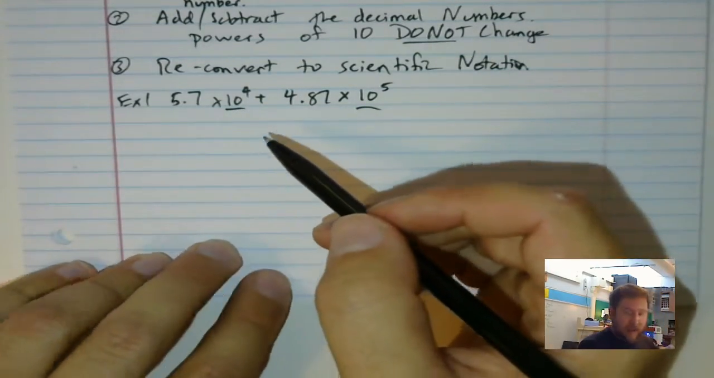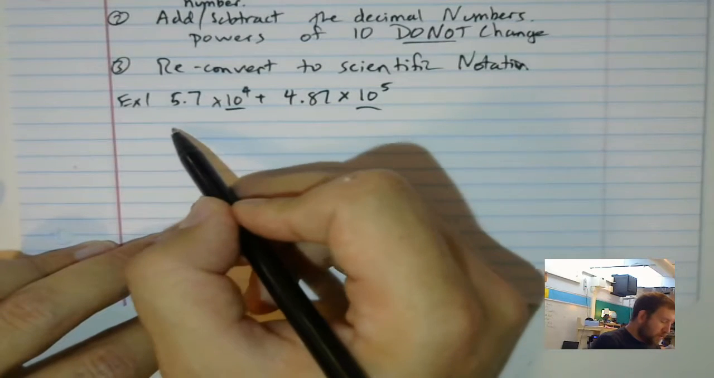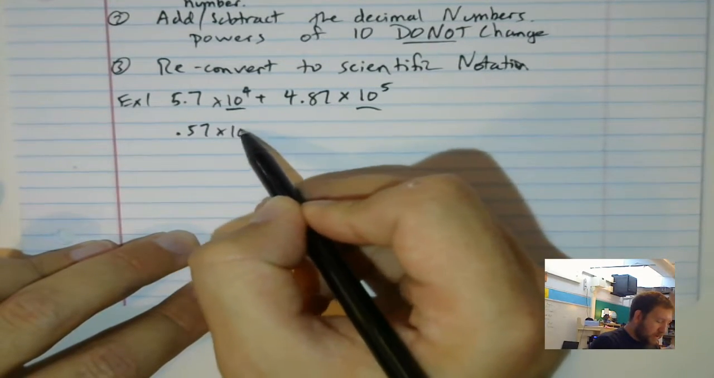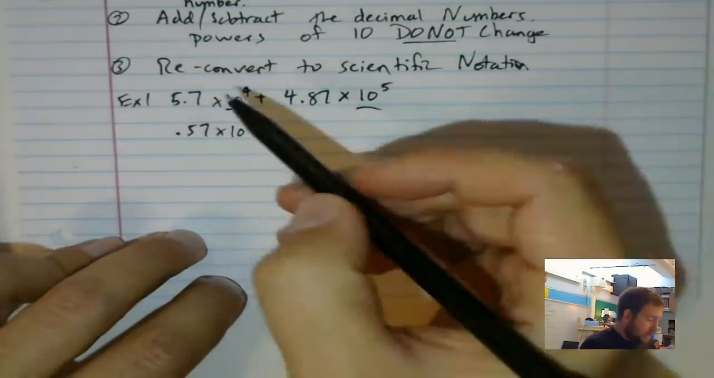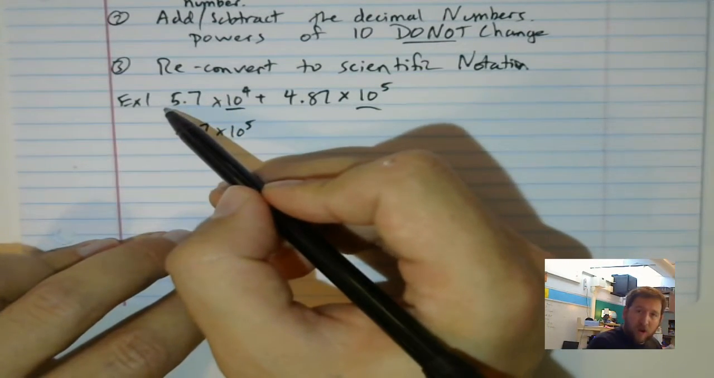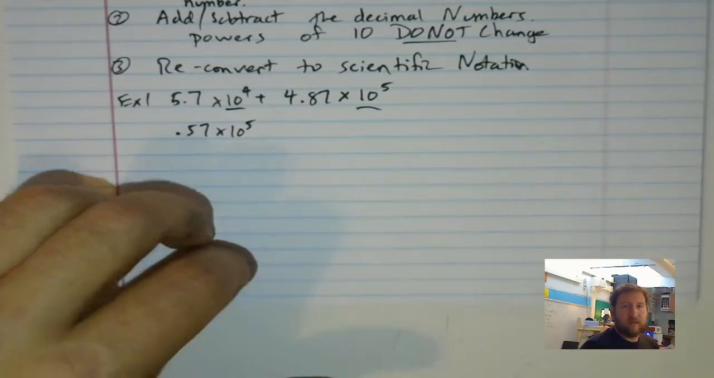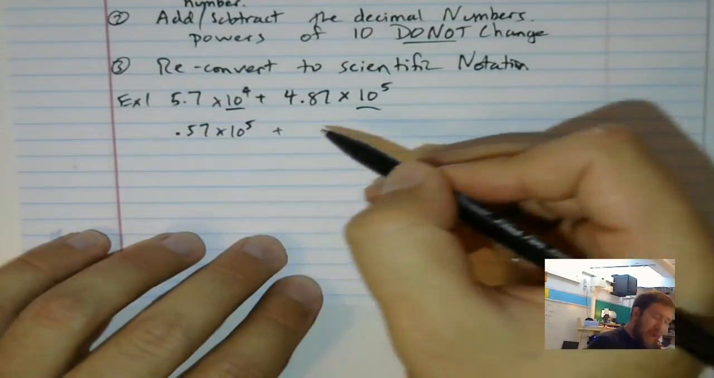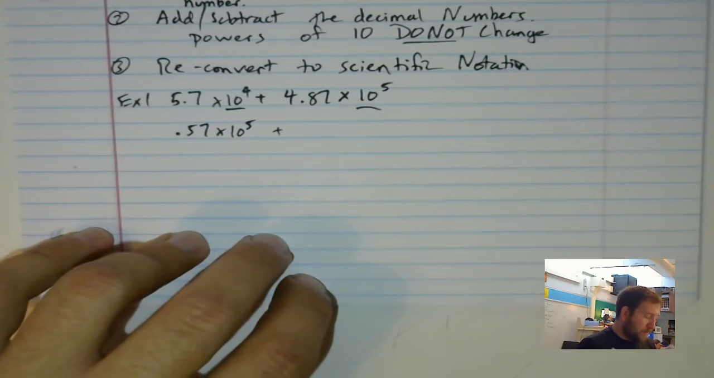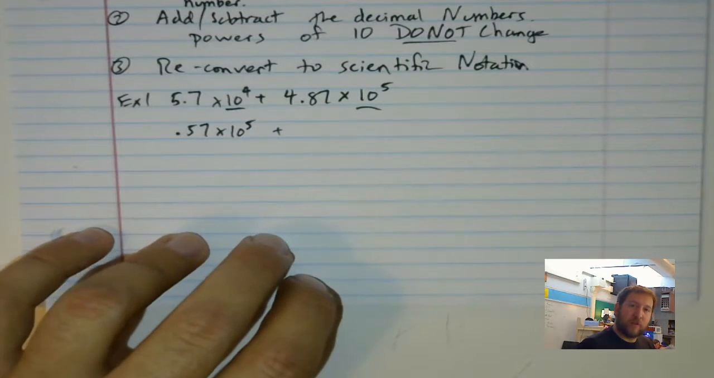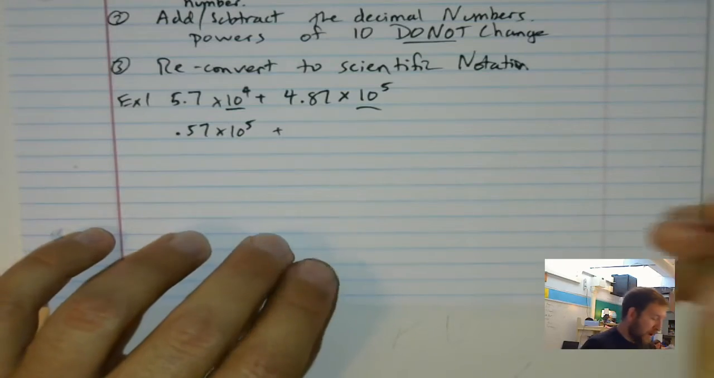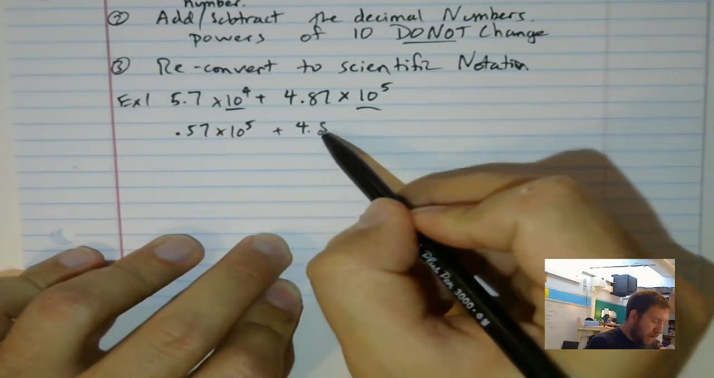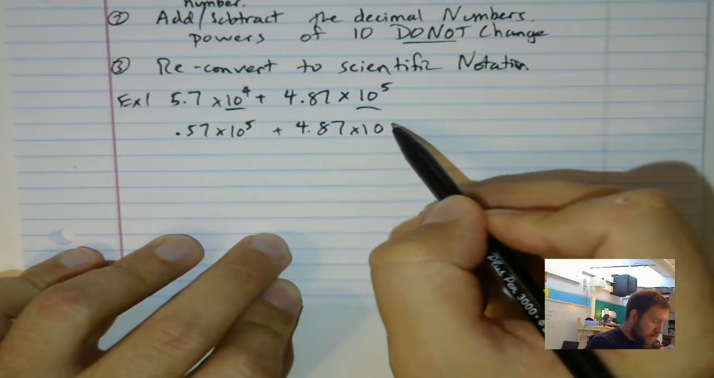So to do that, I'm going to turn this into instead 0.57 times 10 to the 5th, which I can do because I'm really just moving the decimal point 1 over, and now it is 10 to the 5th. Now, it's no longer in scientific notation, but that's okay because I don't need it to be scientific notation right now. I reconvert at the end when I get my answer. So now I have 0.57 plus 4.87 times 10 to the 5th.